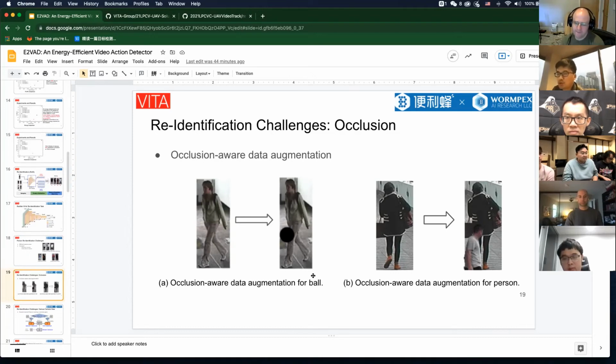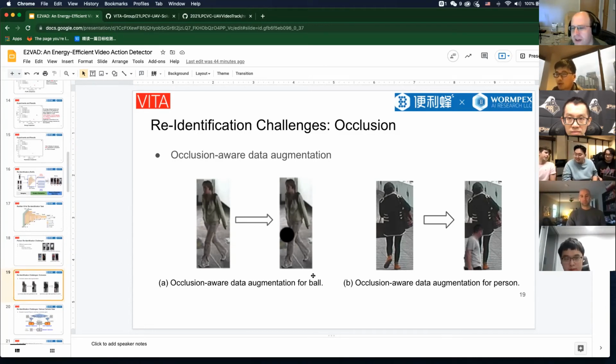So we have two sources of the persons to be pasted. One is directly from the ReID data set. We have a pre-trained person segmentation model, but it is noisy. It cannot segment the person perfectly and has some noisy background, but still it works. This is one source of the pasted persons. The other source of pasted persons is from COCO.